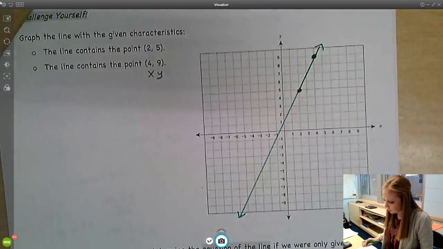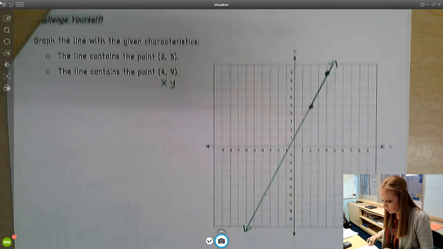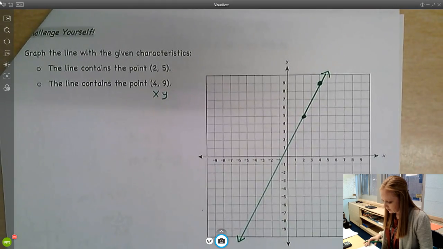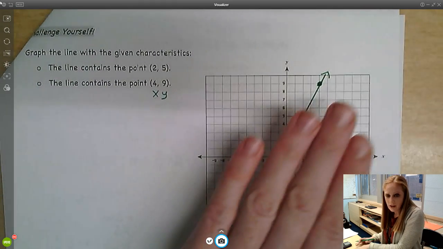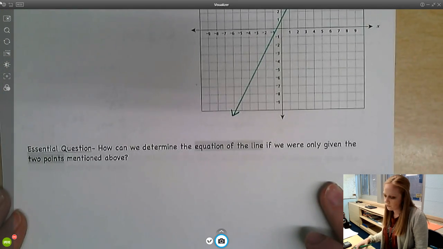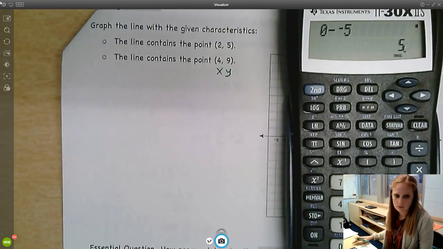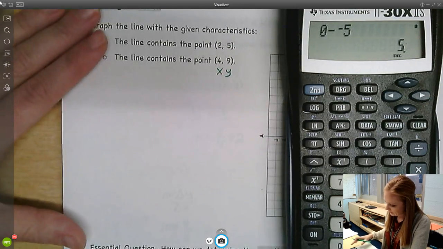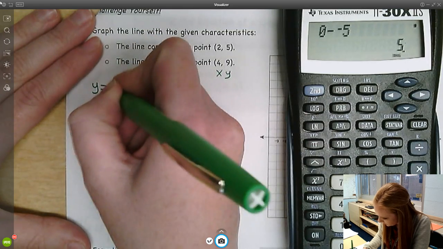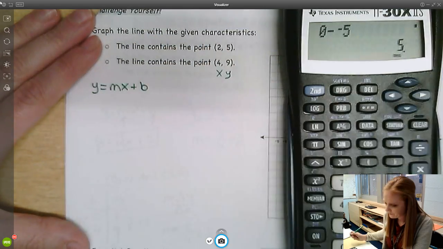How can we determine the equation of a line if we were only given the 2 points mentioned above? Okay. So looking at this graph, we could find the slope and find the y-intercept. But let's do it without the graph first. I'm going to cover it up. Okay. Let's see. Our equation of a line is y equals mx plus b.